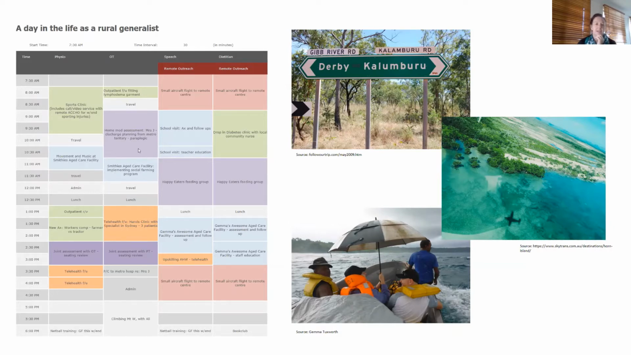The OT here is implementing a social farming program, which has been shown in some places in northern New South Wales and overseas to have great outcomes for functional ability and mood for farmers that have come off the land and ended up in aged care facilities. There's so much scope in the rural setting to be really innovative and to try and solve problems, which is another great point of the rural generalist.